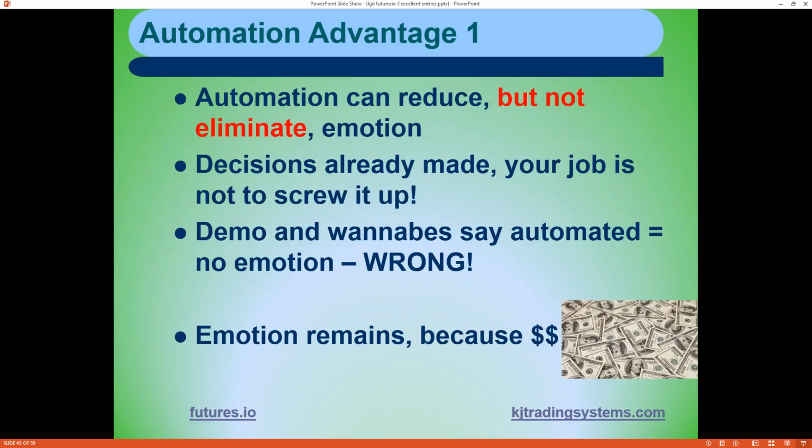You can reduce some of your emotion. You don't eliminate it, and it certainly becomes different, but you can reduce your emotions because a lot of the decisions are already made for you. You just have to not screw it up. But anytime you're dealing with money, you're going to have emotion. I mean, that's really what it comes down to. Emotion is there because of the money involved.